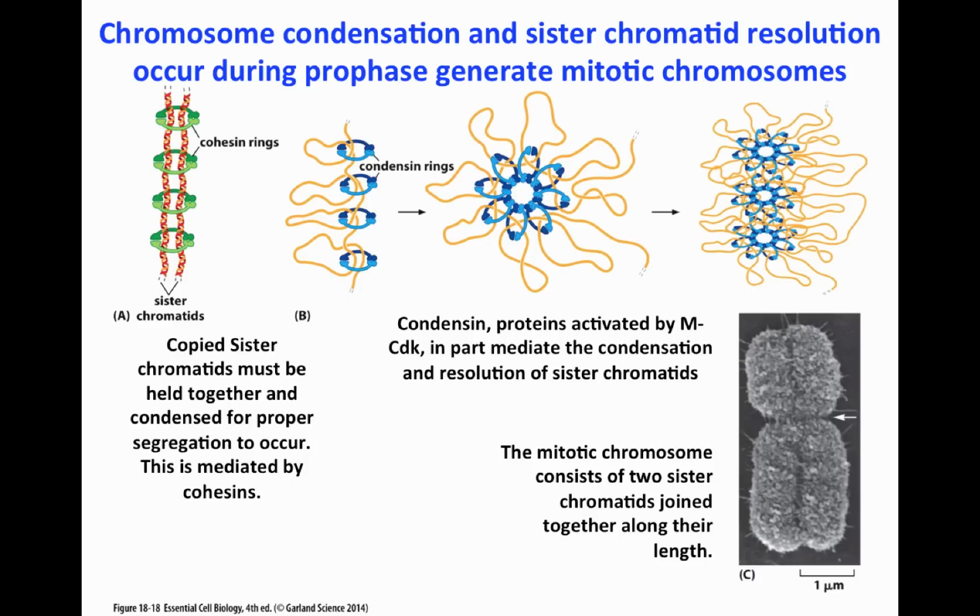Now, when M-Cdk becomes activated, it will induce condensing proteins to mediate the condensation and the resolution of the sister chromatids. As you can see in the image, the condensing rings, which are wrapped around compacted DNA, are going to form structures that eventually will lead to the formation of the mitotic chromosome. And the mitotic chromosome, as you can see here in this electron micrograph on the right, contains two different sister chromatids which are held together at a centromere.